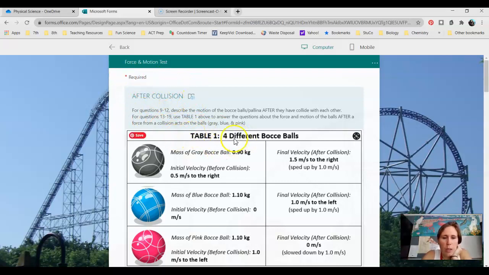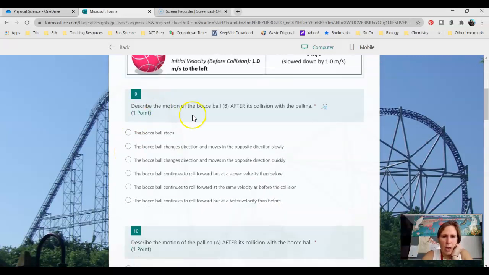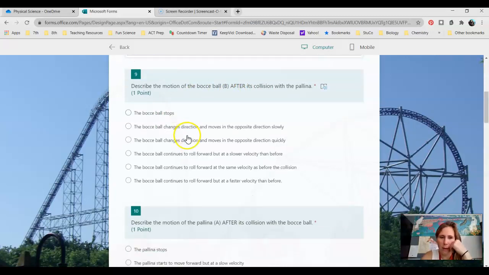So you'll see table 1 here. You guys will only use table 1 for questions 13 through 19. For 9 through 12, we're just referring back to our example of bocce ball that we've been talking about. So describe the motion of the bocce ball after its collision with the plena. You guys should have messed around with these things either in the simulation if you're DLI or in school with the bocce ball. So you guys should have an idea of what happens.